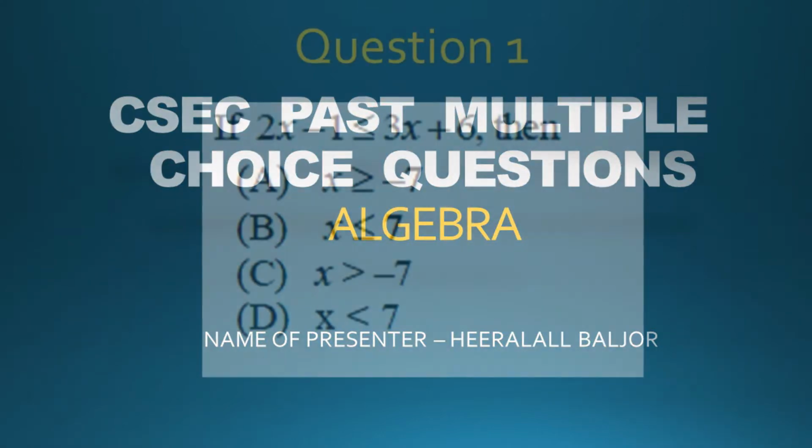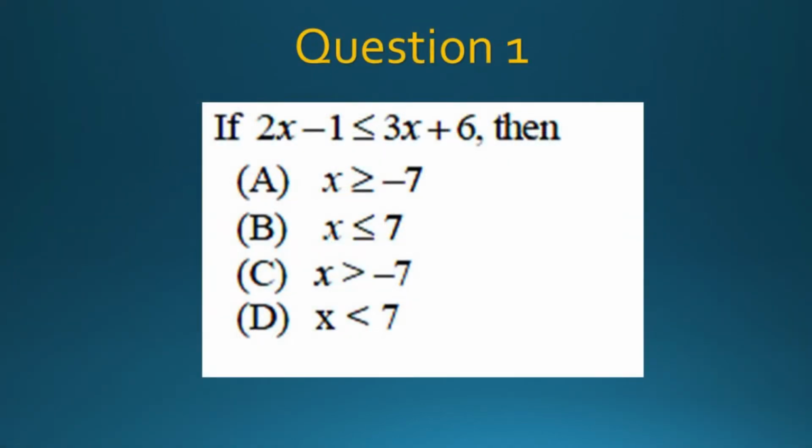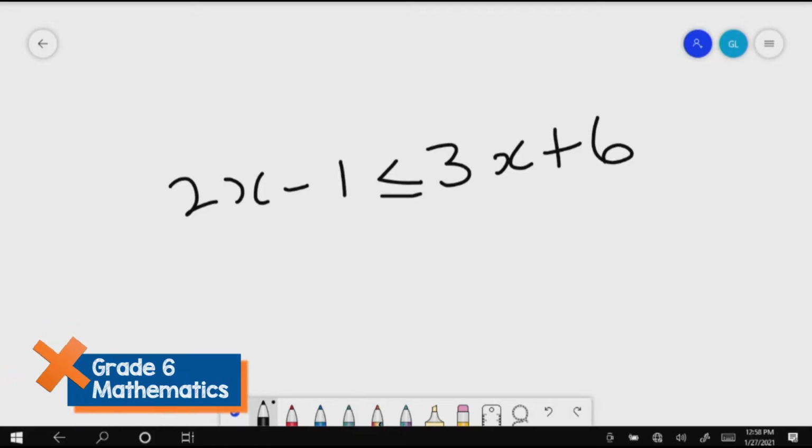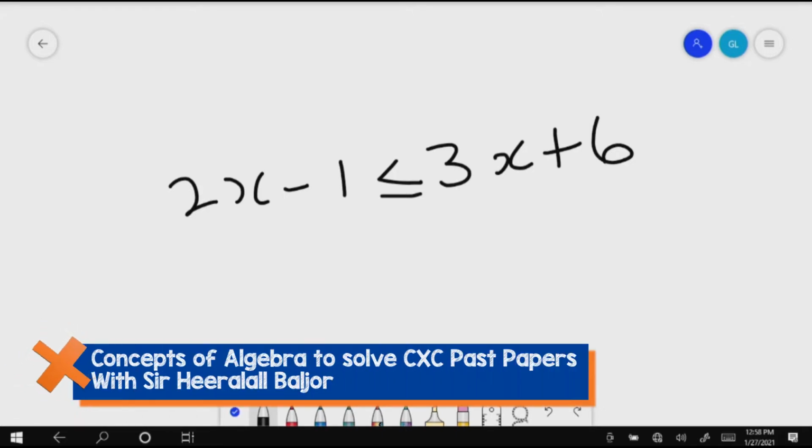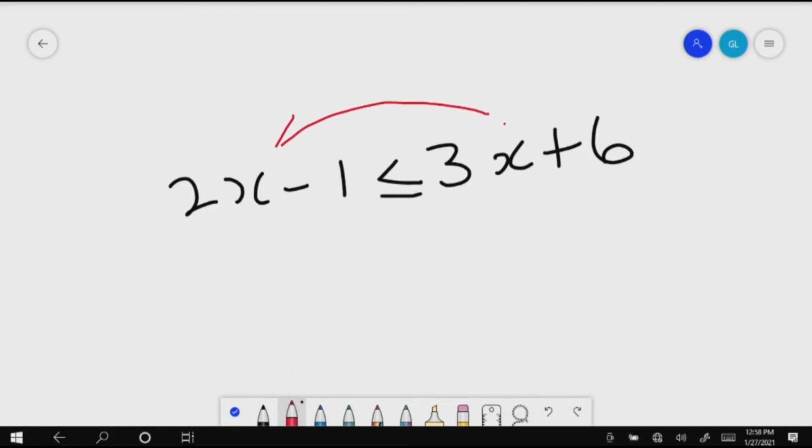Do enjoy. The question reads: if 2x minus 1 is less than or equal to 3x plus 6, then the value of x would have been what? In solving a question like this, we always, in algebra and by extension inequalities, bring the unknown value towards the left-hand side and take all the other quantities, especially when they're known, to the right-hand side.